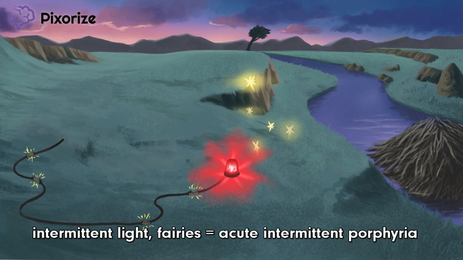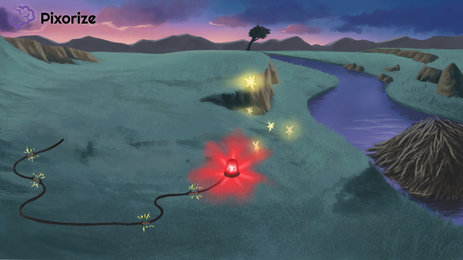The intermittent light is there to help us remember the word intermittent, and the fairies that it has attracted are there to remind us of Porphyria. Together, we should be able to remember that this scene centers around acute intermittent Porphyria. If I was going to go out drinking by the river, I too would choose the spot full of magical fairies.